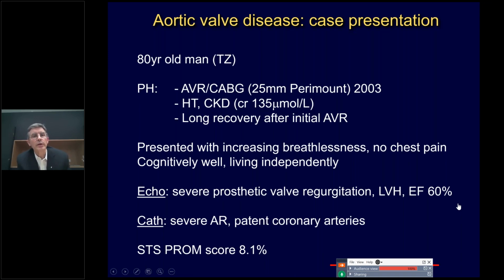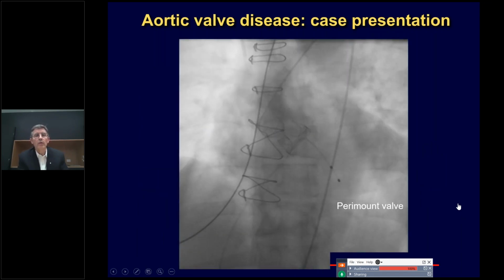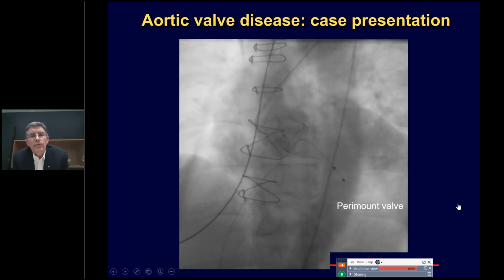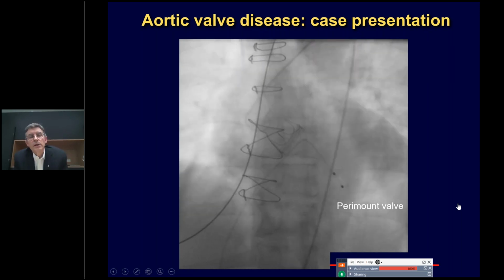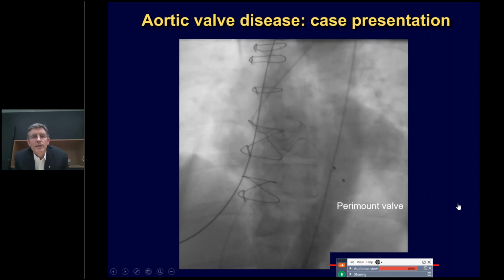So the question is, what can we do for this gentleman? 80 years old, he's had one operation. Is there something we can do short of surgical valve re-replacement? And the answer is yes, we can. We now have quite an experience with what's called valve-in-valve TAVI. So this is what his valve looks like. This is a Perimount valve.